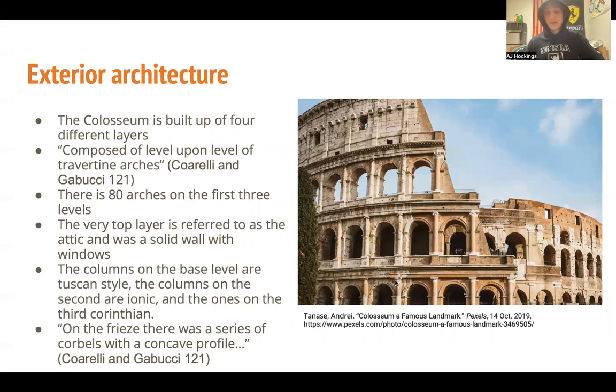The columns at the very bottom base are Tuscan style. The next ones up are Ionic, so it has the little loops over here, and then the third layer is Corinthian, so it has the leafy arrangement at the top. The top with the frieze was a series of corbels that had that concave profile. So as you can see up in this image, right up here are the corbels, and that concave style is that indent that it has right there.